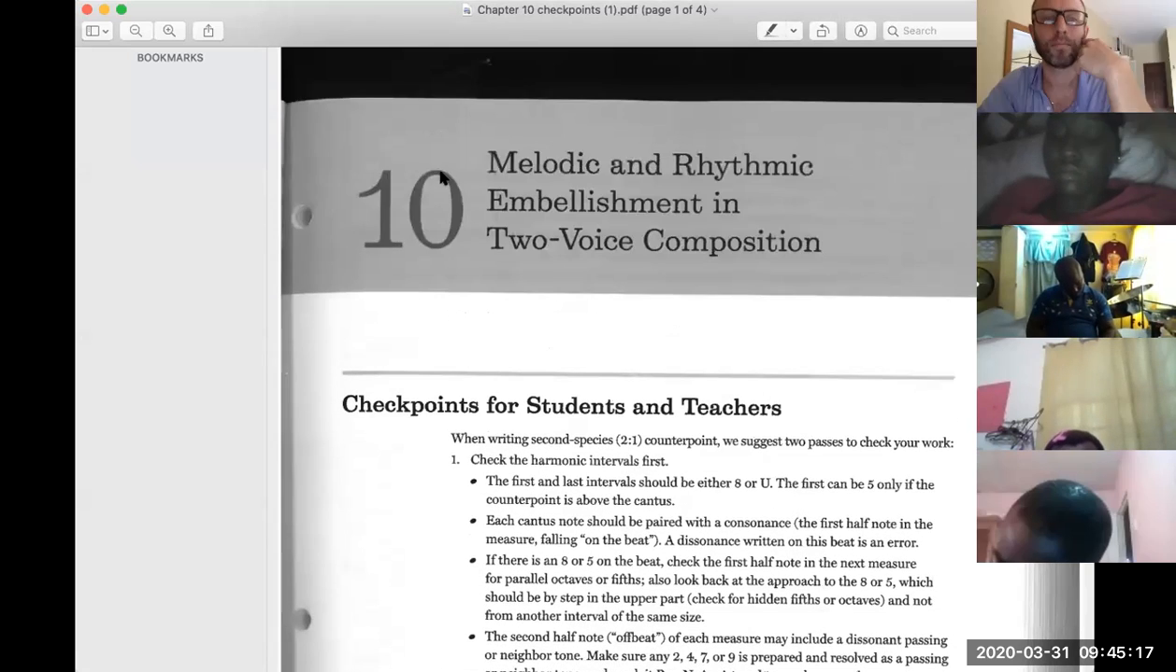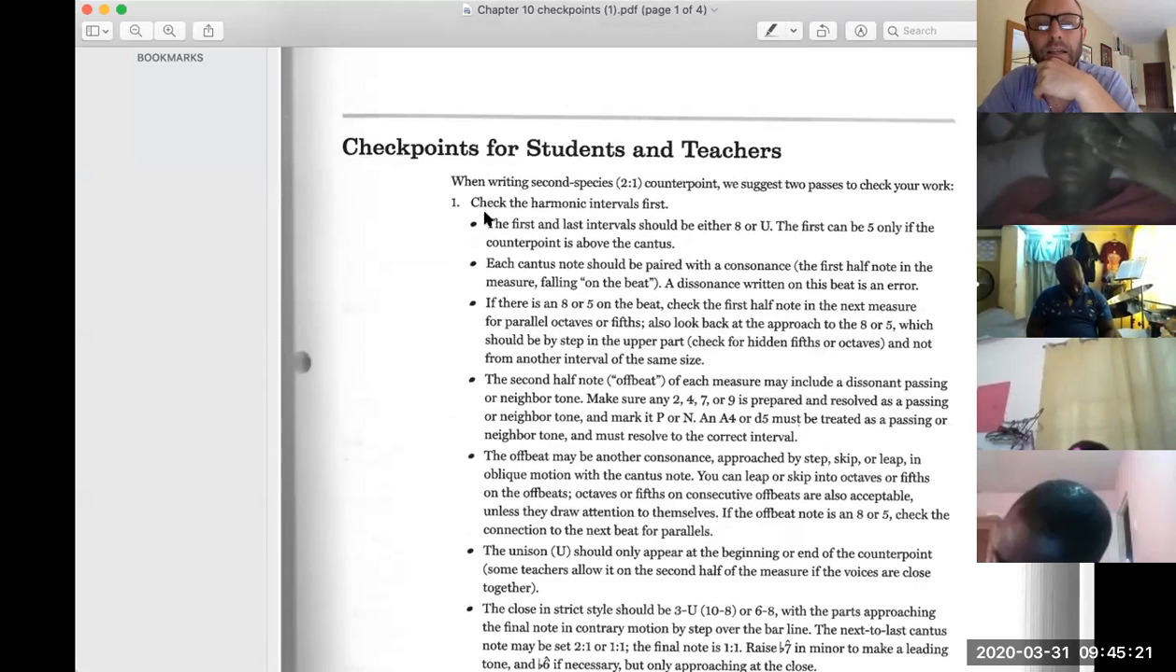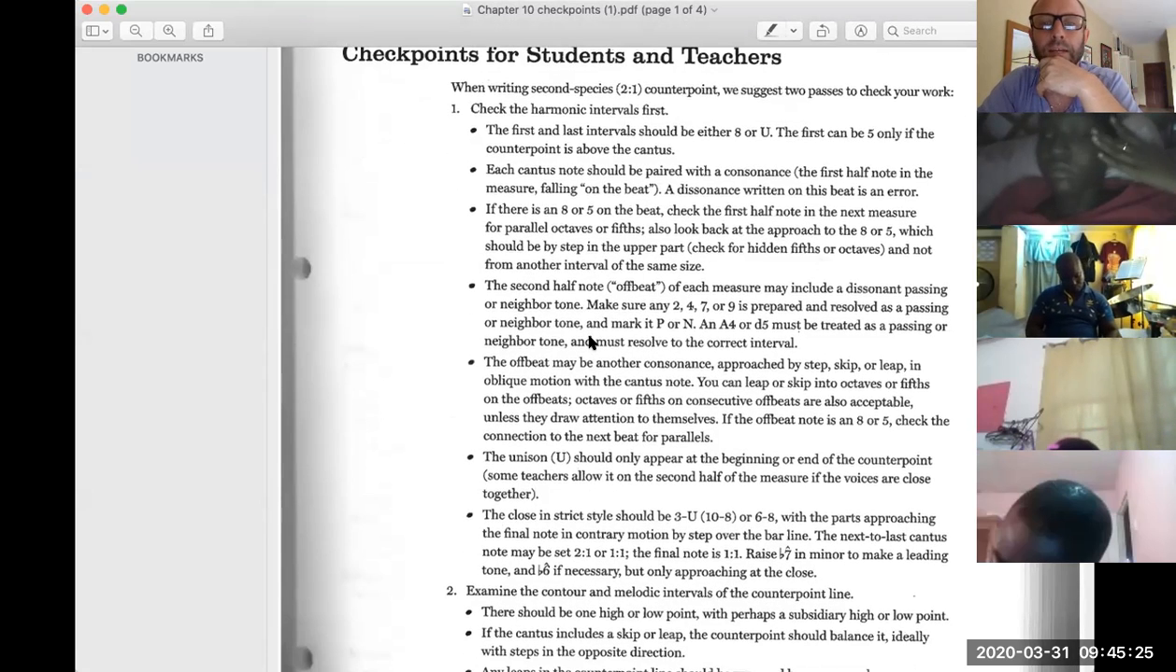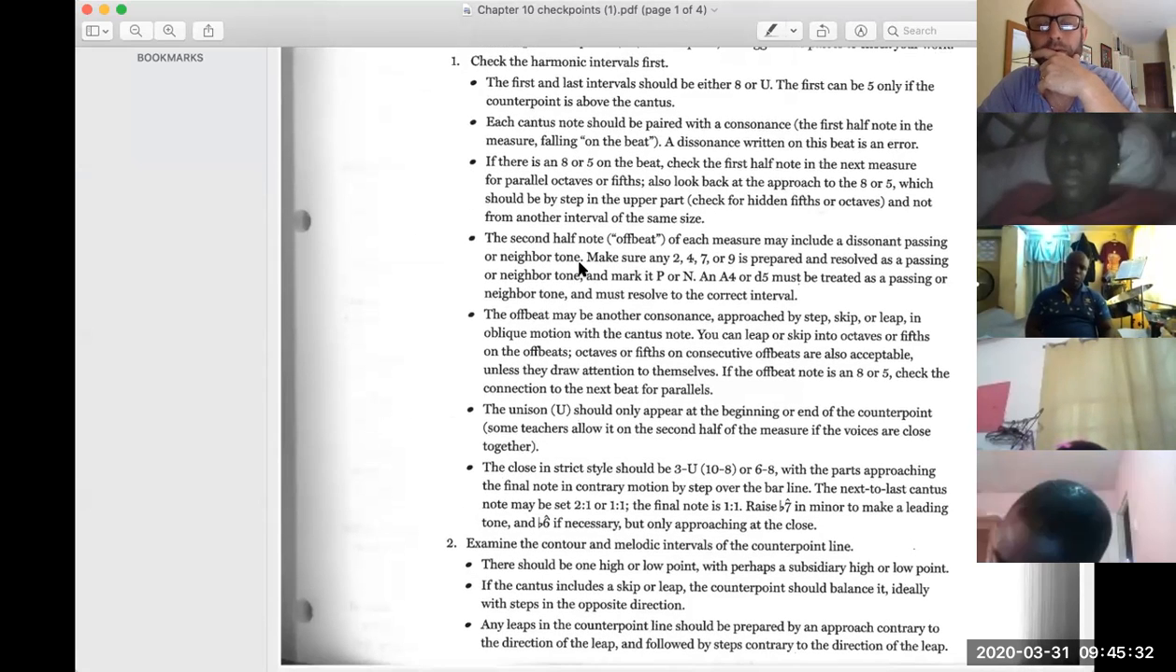So this is checkpoints for students and teachers, which is in pages on Canvas. I just talked through the first 3 points here. The second half note of each measure may include a dissonant, passing, or neighbor tone. Make sure any second, fourth, seventh, or ninth is prepared and resolved as a passing or neighbor tone, and mark it P or N. An augmented fourth or diminished fifth must be treated as a passing or neighbor tone and must resolve to the correct interval.